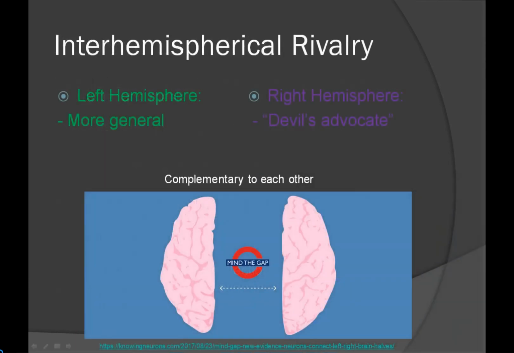The third theory is interhemispherical rivalry. The general idea is that each hemisphere plays a slightly different role for the same task. The left hemisphere is more general, and the right hemisphere plays devil's advocate. The meaning for motion-induced blindness: when the target disappears, it is the left hemisphere gaining control and ignoring or denying the discrepancies or the targets. However, when the right hemisphere gains control, the target pops back into view because it calls attention to the discrepancies. This theory says that the two hemispheres complement each other.